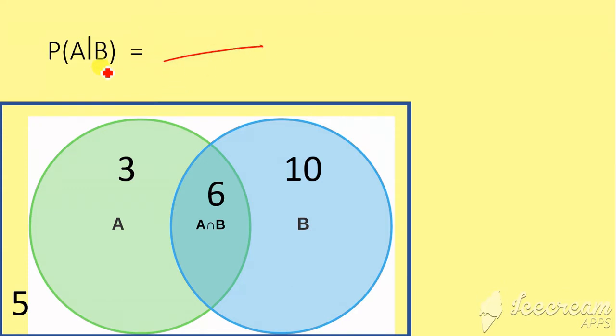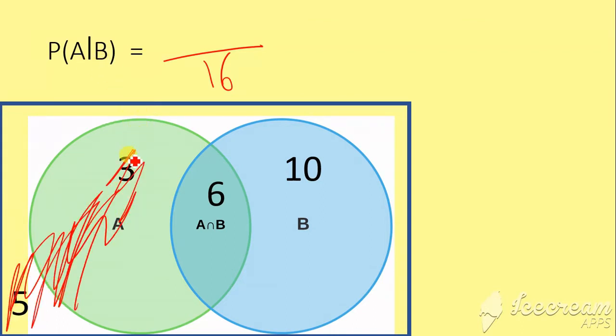Now, of course, given that B's already happened means I need to know how many people are in B, which is going to be 16, because it's 6 plus 10. And for A given B, I can't count any of these numbers because that means that B hasn't happened. So I've got my 6, which is the only bit where A's left. So my answer is 6 out of 16.